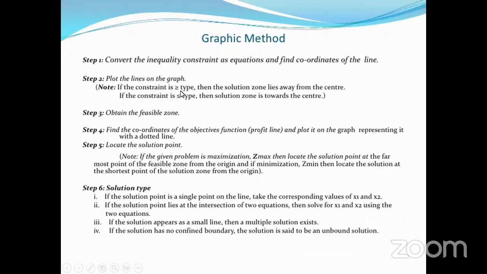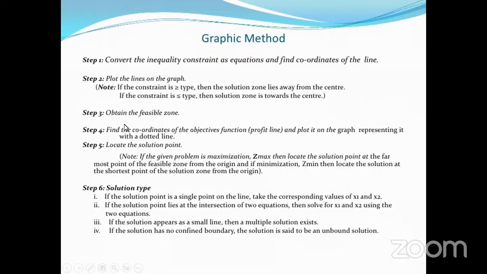If the constraint is greater than or equals to type, then the solution zone lies away from the center. If the constraint is less than or equals to type, then the solution zone is towards the center only. Towards the center or away from the center means the satisfying area will be towards the center, and if greater than or equals to constraints are there, then the satisfying lines, the lines which are getting a solution, will lie above the center, so opposite to the center.